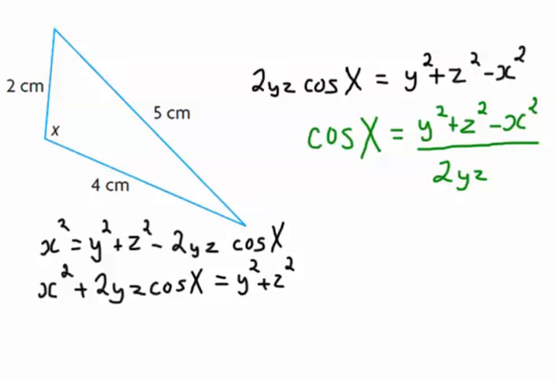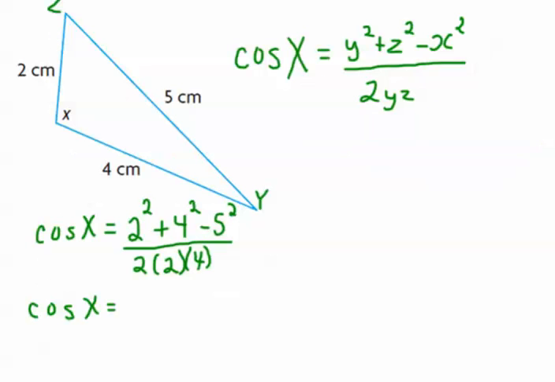So our next step is just to substitute all our information in. The numbers are nice and small, so we can do them in our head. But we have 2 squared plus 4 squared minus 5 squared divided by 2 times 2 times 4. And that will end up giving us minus 5 for our numerator, and our denominator would be 16.